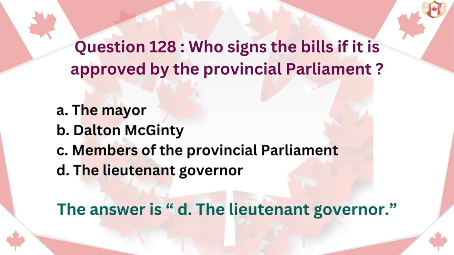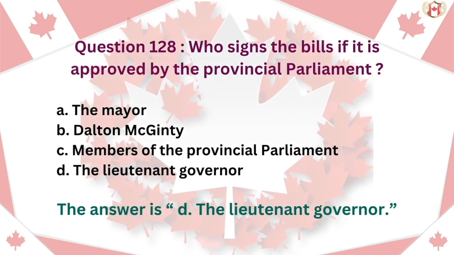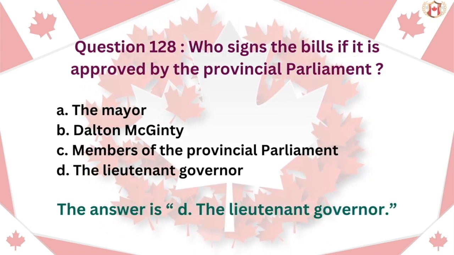Question 128. Who signs the bills if it is approved by the provincial parliament? A. The mayor. B. Dalton McGuinty. C. Members of the provincial parliament. D. The lieutenant governor. The answer is D. The lieutenant governor.